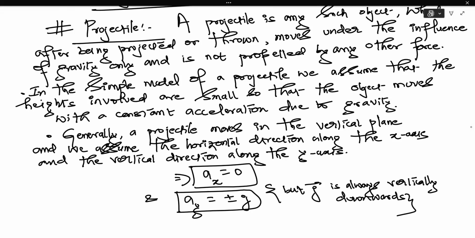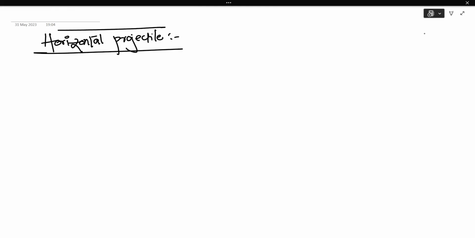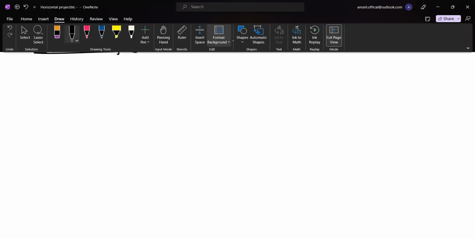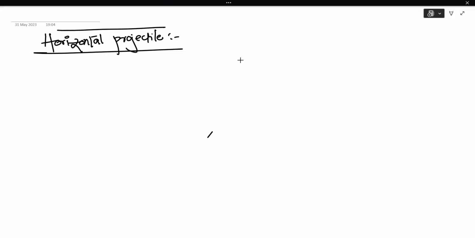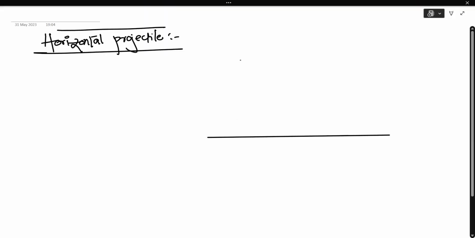Yes. Okay. So the first case of projectile motion is known as a horizontal projectile. The horizontal projectile, if you project anything, if you throw anything from a height horizontally, then it is called a horizontal projectile. So say for example, this is my ground level. Okay, this is my ground level.